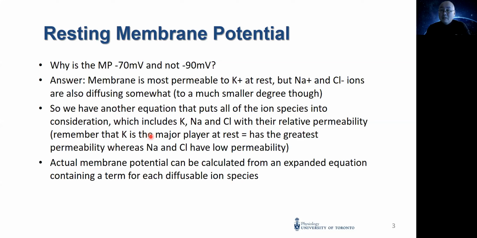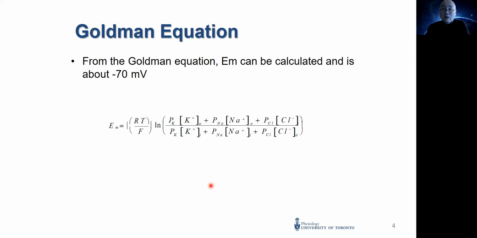And again, potassium is, out of all of these, the most important one at rest. And sodium and chloride have very little movement, which we call permeability, across this membrane. So this actual membrane potential can be calculated from an expanded version of this that contains each of these different ions in turn that are actually capable of diffusing or moving across this membrane. And we call this the Goldman equation.